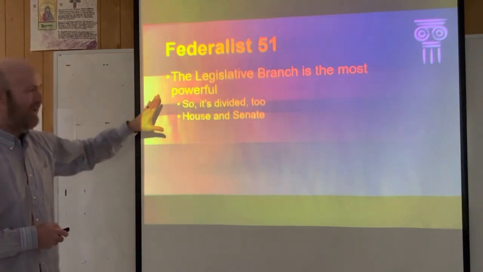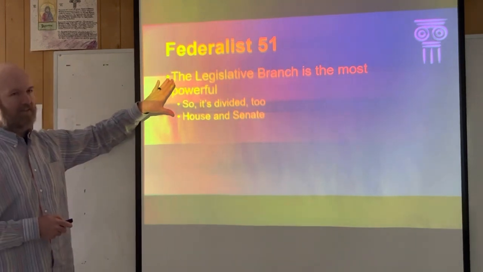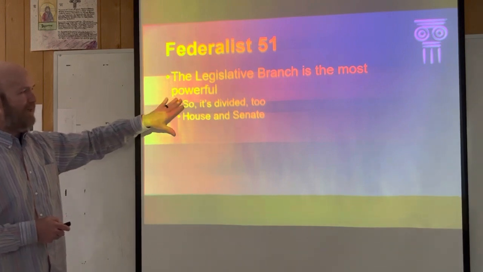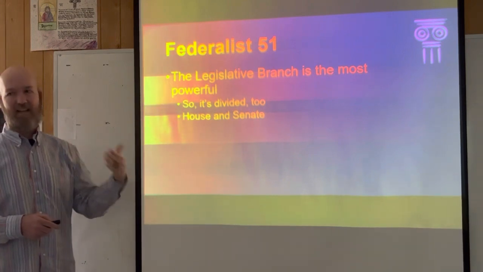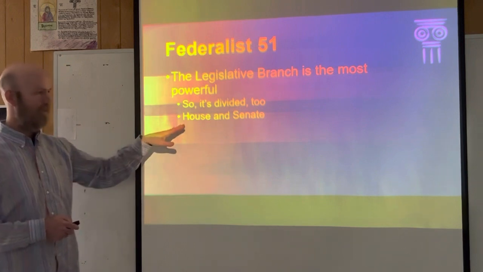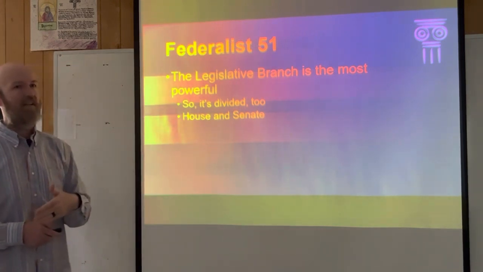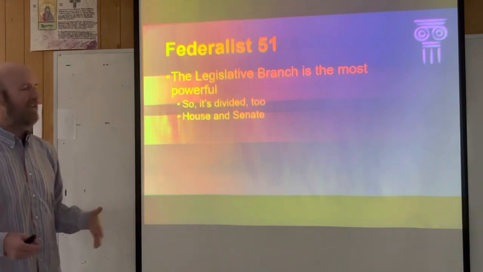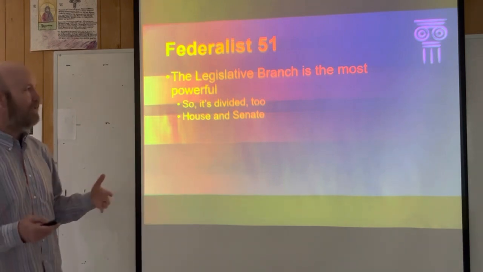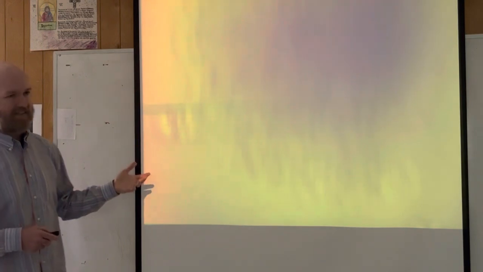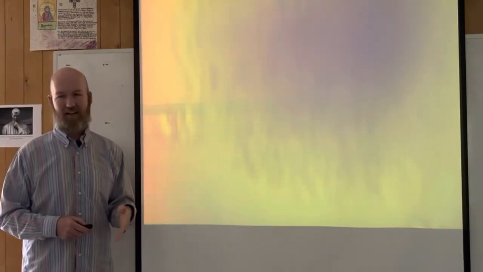The legislative branch, according to the Constitution and the Federalists, was the most powerful of the branches. So then they even divided that further. The legislative branch is divided into 2 houses, the House of Representatives and the Senate. So it's further divided in order to keep it from becoming too powerful. And that's it. That's Federalist 10, 39, and 51.